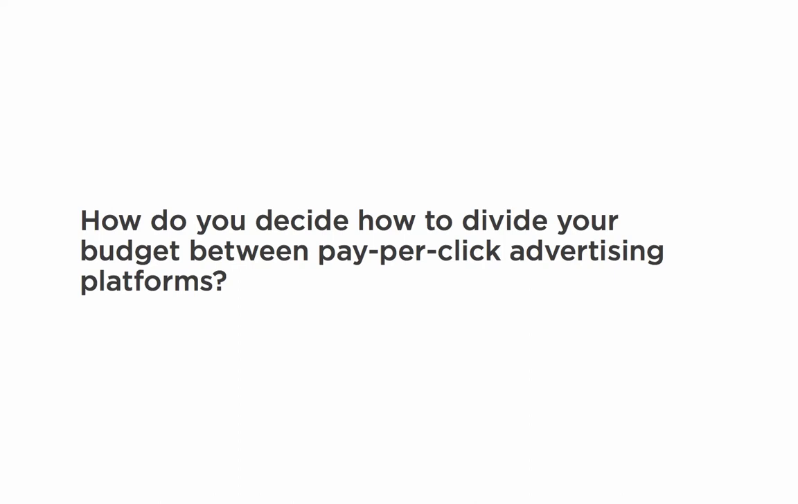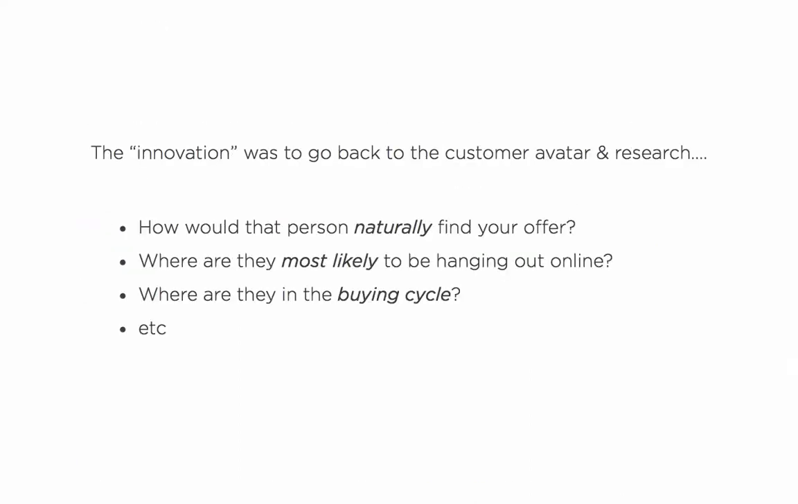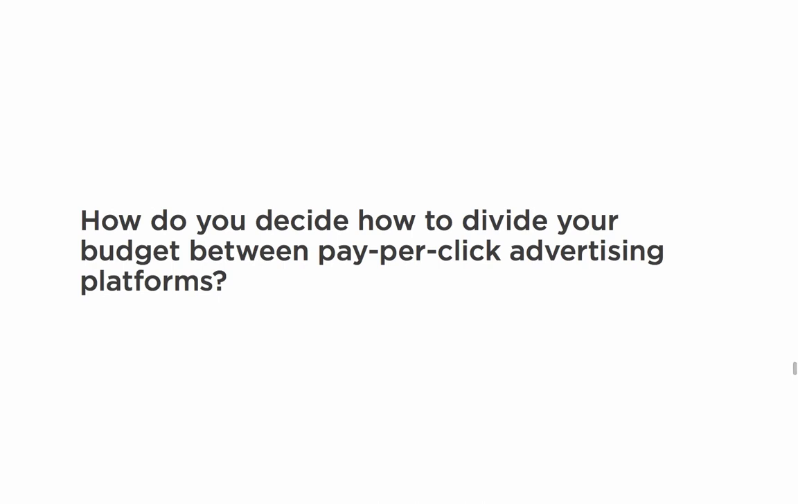So really what that comes down to is, when you're deciding where to split your budget on PPC, pay-per-click advertising, where are you going to spend? Those are these decisions here. Where are they naturally going to hang out? How are they naturally going to find your offer? Where are they most likely to be? And where are they in the buying cycle? And that research behind who is the person that you're trying to attract, that's going to impact your decision as to what platform to advertise on.